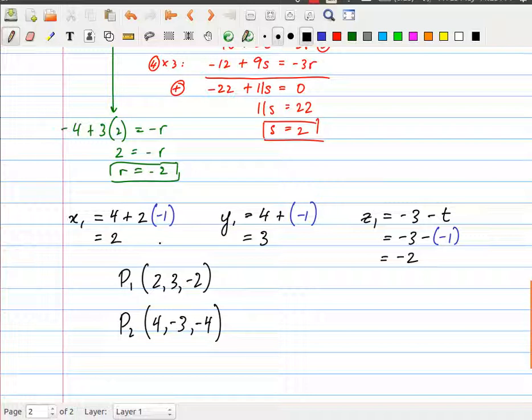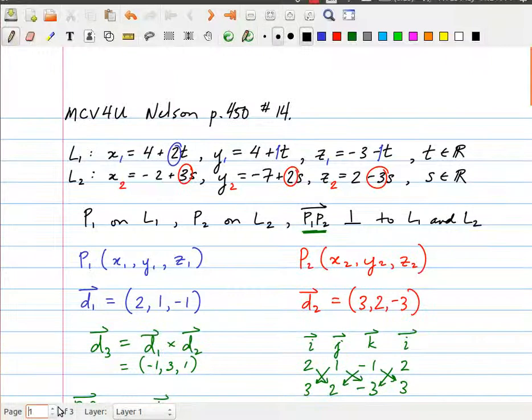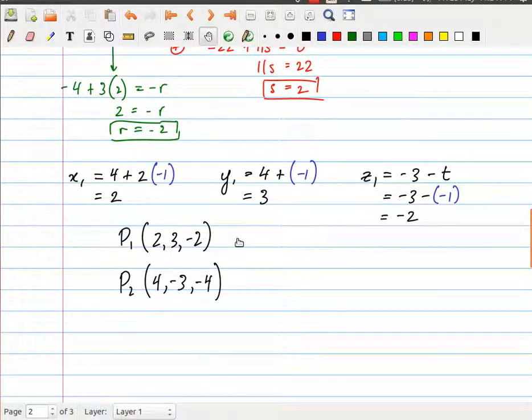What page were we on when we started this whole thing? This was page 450. You would think I would have checked this answer before I went ahead and did the whole solution, but I'm pretty confident about our approach. And just to double check those answers again, 2, 3, negative 2, and 4, negative 3, negative 4, which is correct.